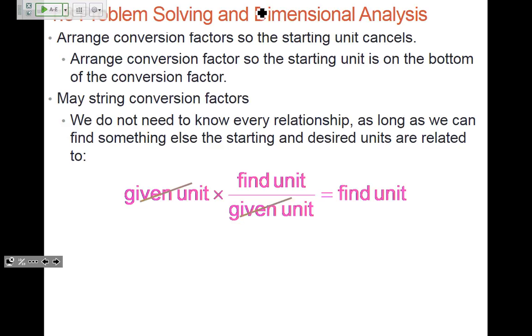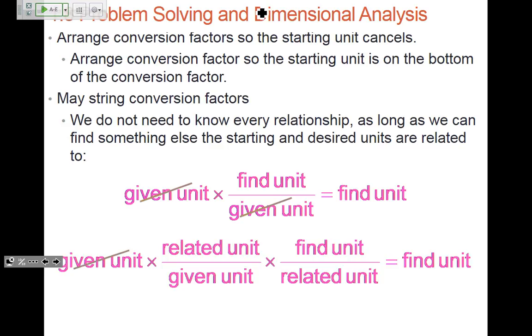Because remember, centimeters divided by centimeters equals 1. So that's what we're doing. And then you can do a string as long as you have a relationship that relates different units. And I'm going to be showing actual examples with this because for me, examples mean more than just reading this. So this is the theory, but I'm going to show the actual examples. So for example, let's say we have a given unit, and then we say given unit equals related unit. And then we have another relationship between this related unit and whatever unit we're trying to find.